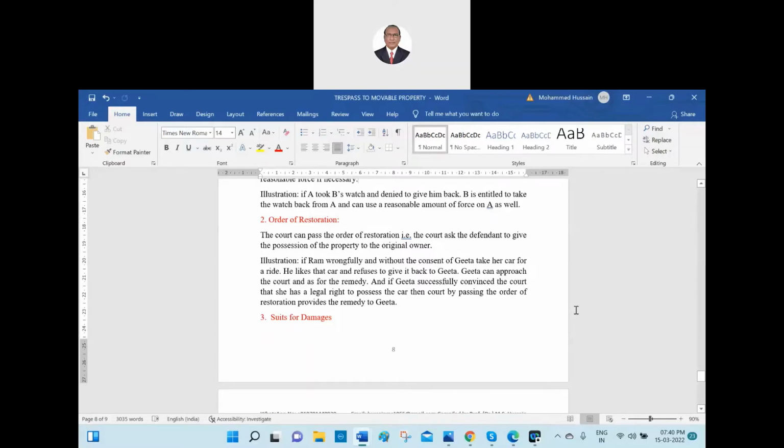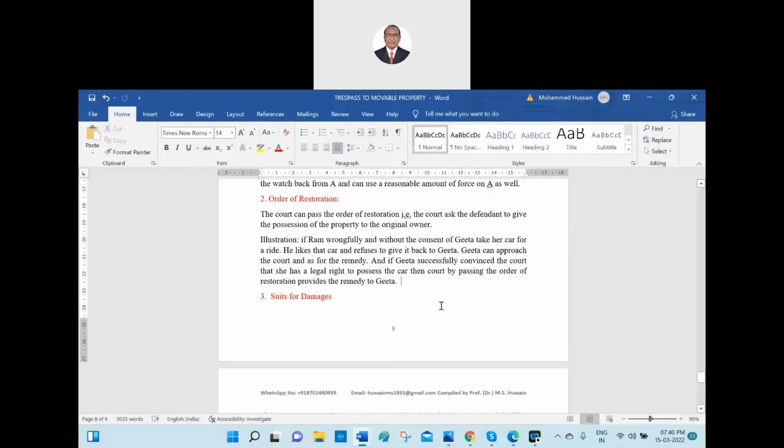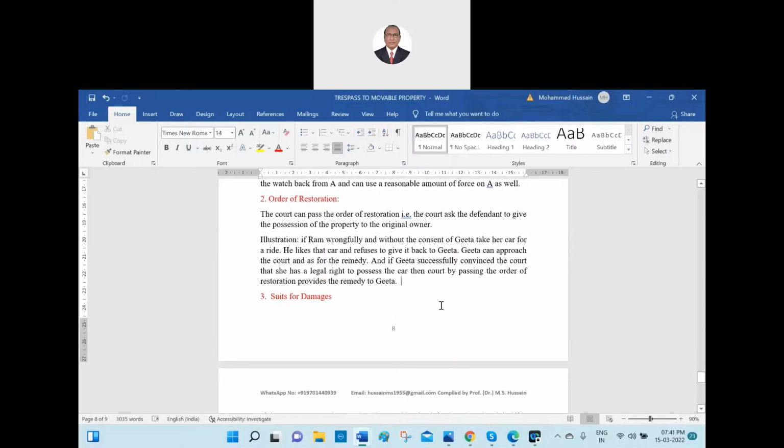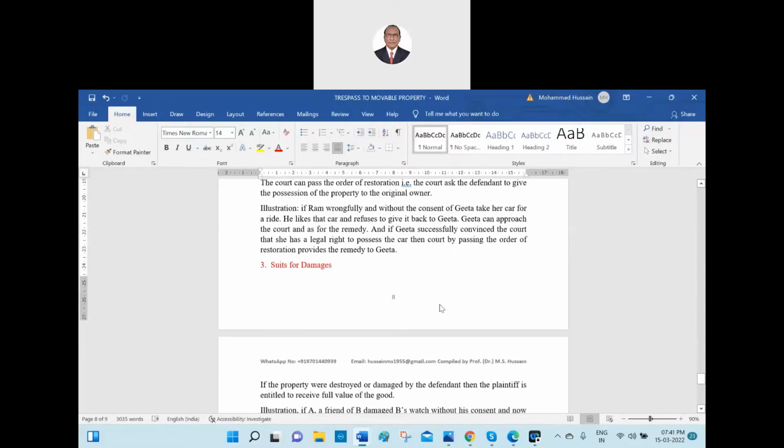He can restore it back because she is the owner of the car and she gave it for some time to somebody else, but he used it for his own purposes. An order of restoration can be made in this case because she is the owner of the car. So wrongfully, without the consent of Gita, if somebody has taken it away, then it amounts to conversion. So when it amounts to conversion, the remedy is that she can request the court for restoration, because she cannot use her own manpower.